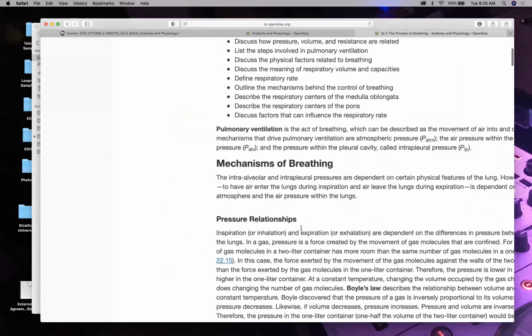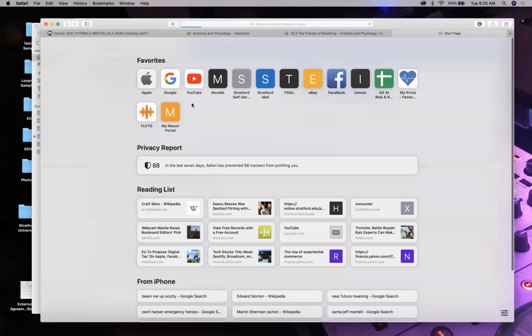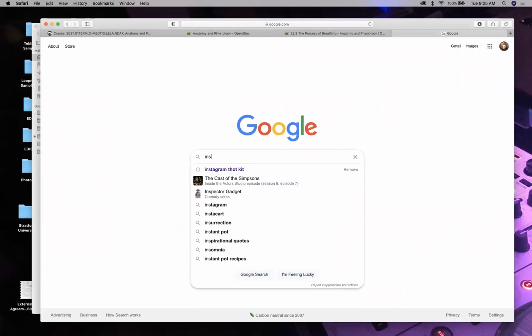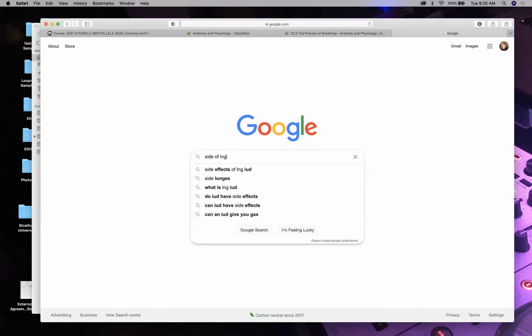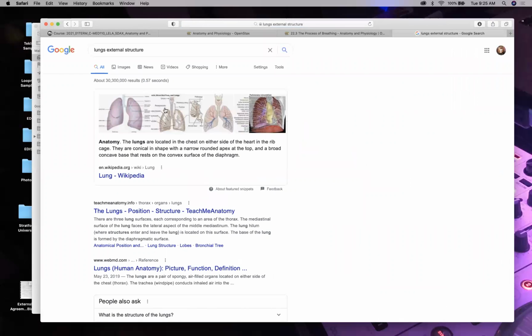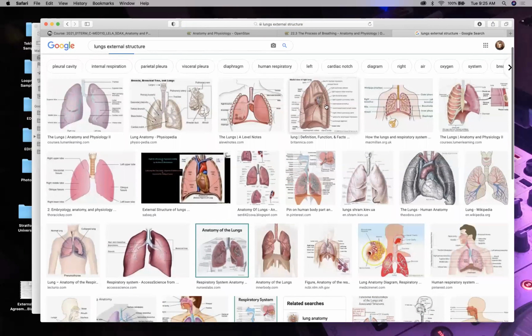I'm trying to find the inside of the lung. Oh no, they're going to go right to it. Let's look at, I think I either skipped it or, lung external anatomy. That's close. Here you go.